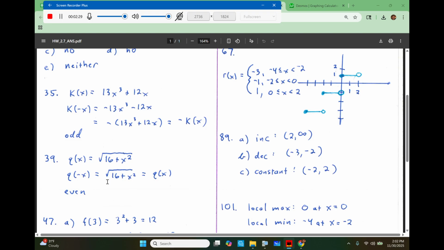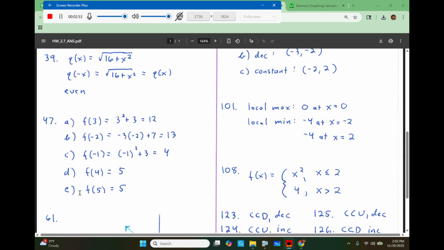39. So I'm going to replace in the q of x function the x with a negative x. And if I do that, negative x squared is just back to itself. So it's equal to the same thing. So since q of negative x is equal to the q of x function, the original function, then that's an algebraic proof that that is an even function.